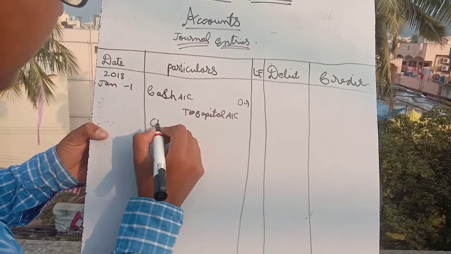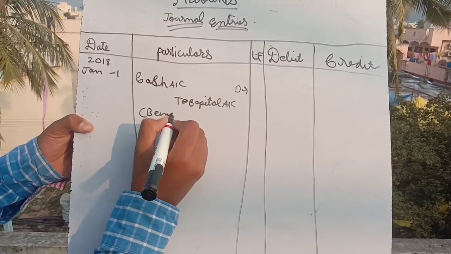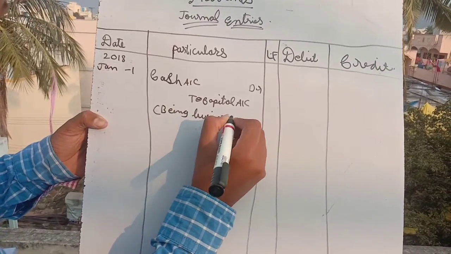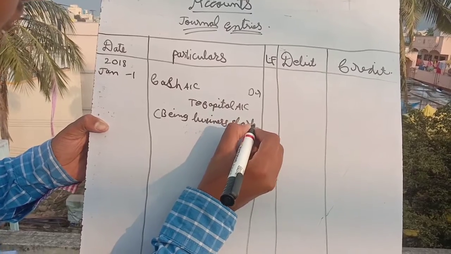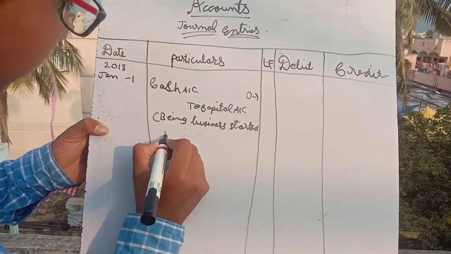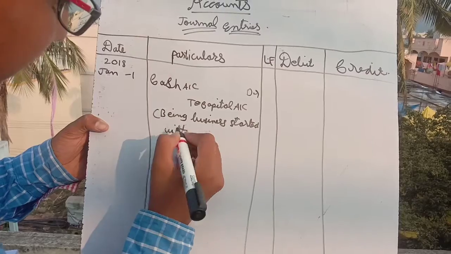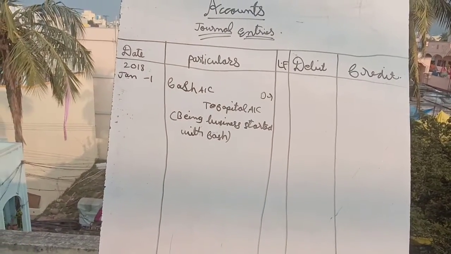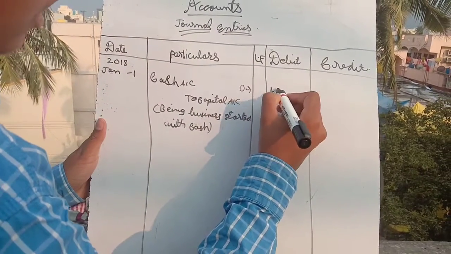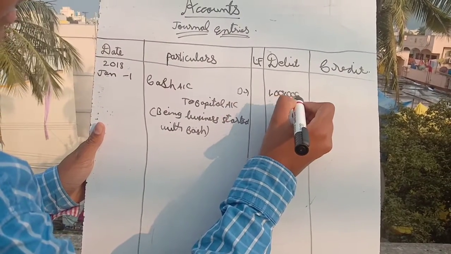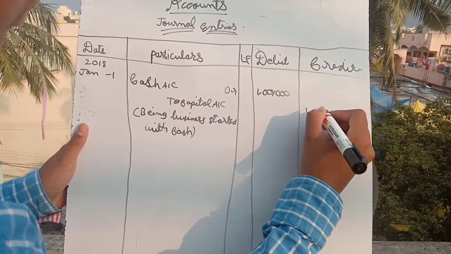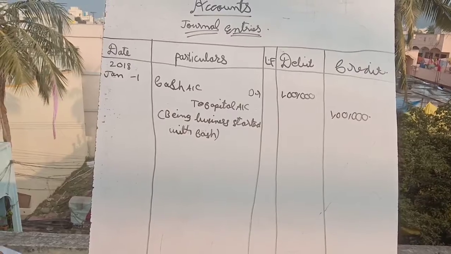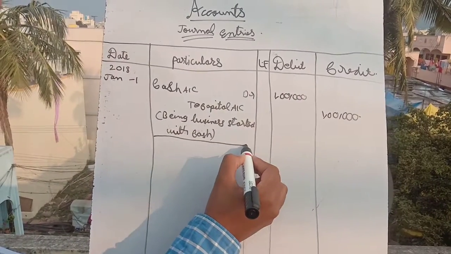Here we should write the narration definitely: being business commenced with cash. Started or commenced, anything we can use. Started with what? Cash only, right? So this is the first entry. Here we will record the amount as 1 lakh on the debit side and also 1 lakh on the credit side. So this is the first journal entry.